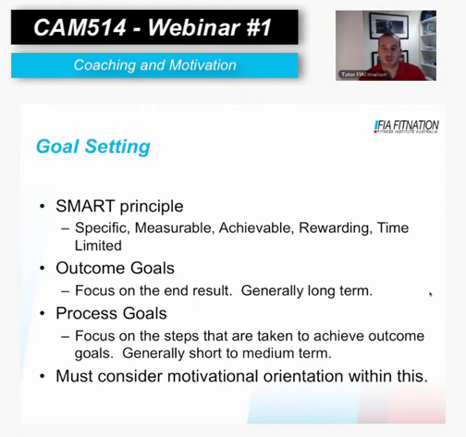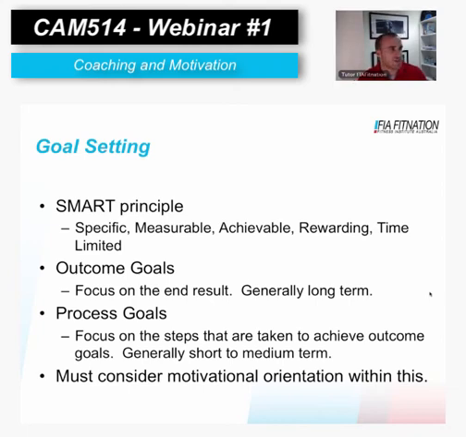The process-based goals obviously focus on the steps that you take to achieve the outcome. Generally, these are short and medium-term based. So obviously focusing on the dietary changes that you need to make, focusing on the exercise habits that you need to follow, and the behaviour changes that are required so that you achieve the outcome.